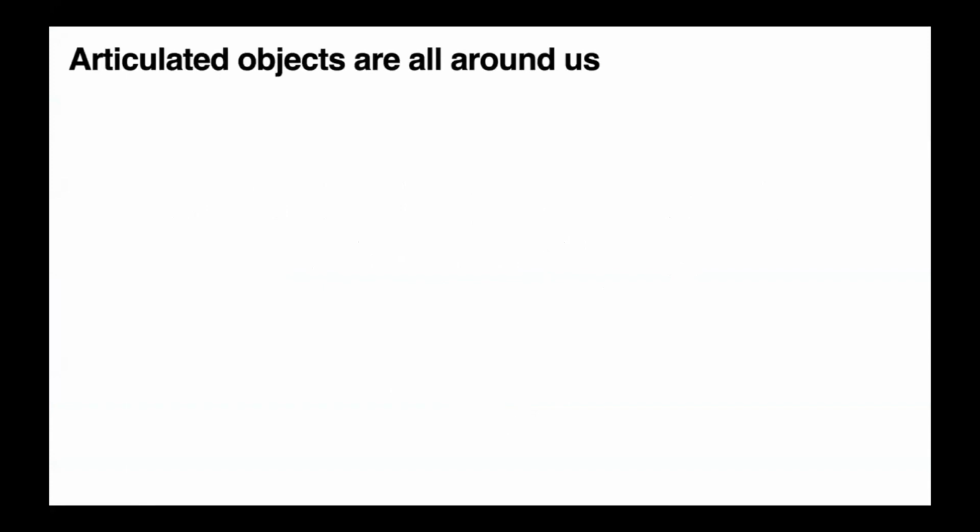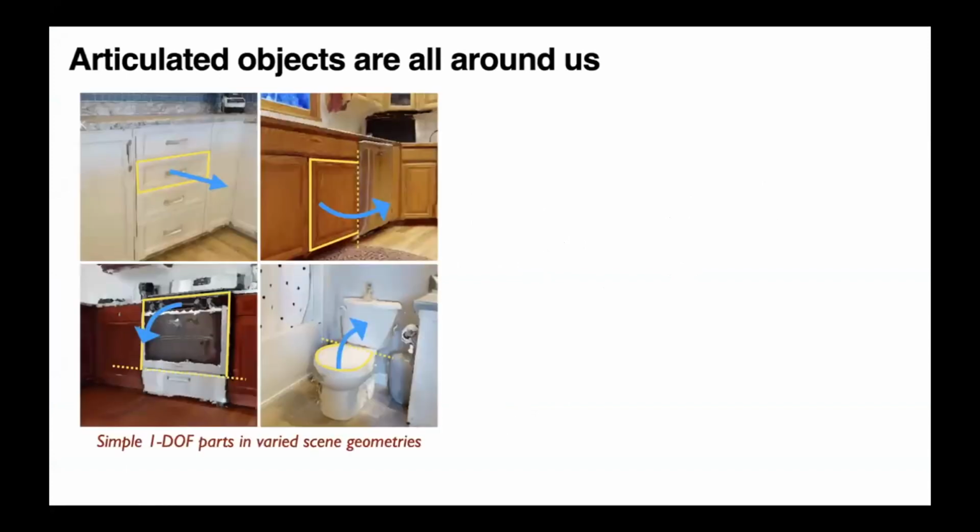So articulated objects are all around us, right? Be it simple, everyday objects like cupboards and drawers, ovens, what you have. These are simple 1 degree of freedom parts, which are found in varied scene geometries, and they can have different kinds of joints. You can have a prismatic joint, you can have a revolute joint, and so forth.